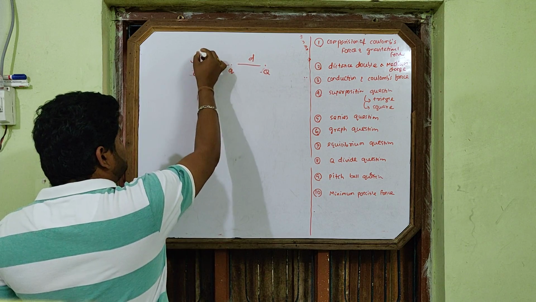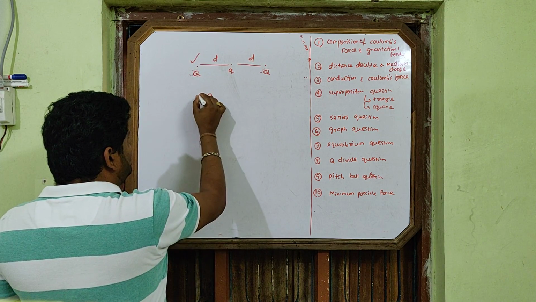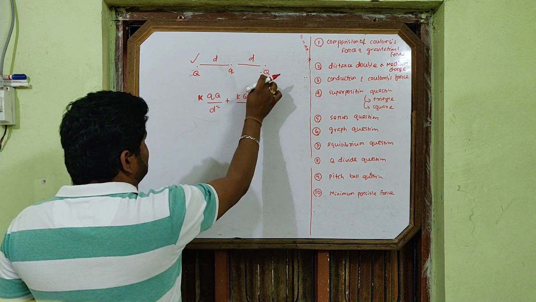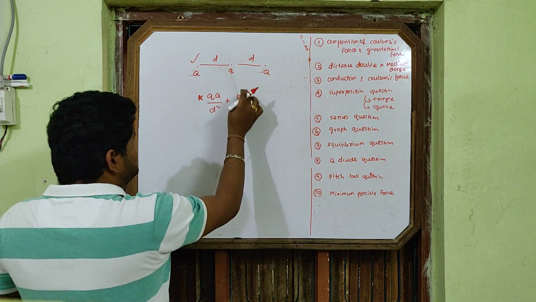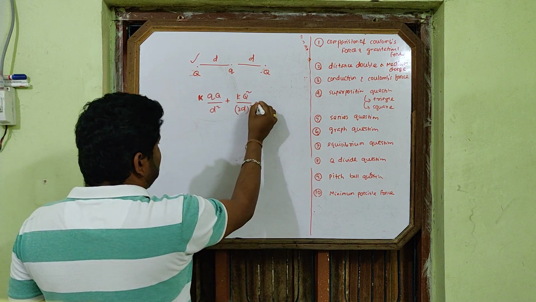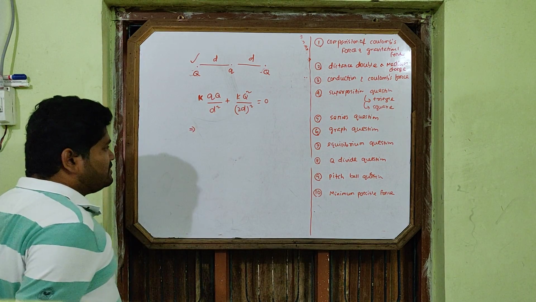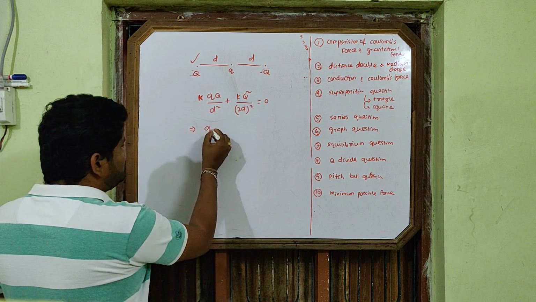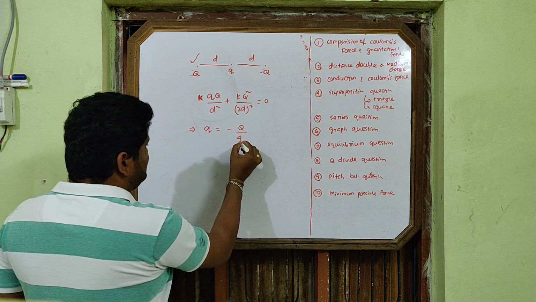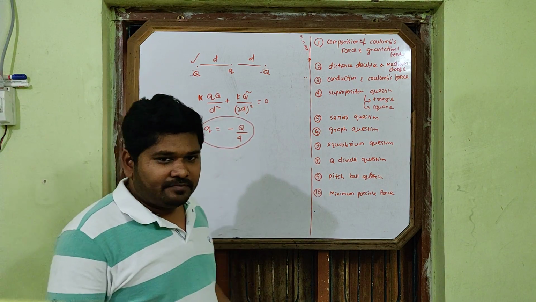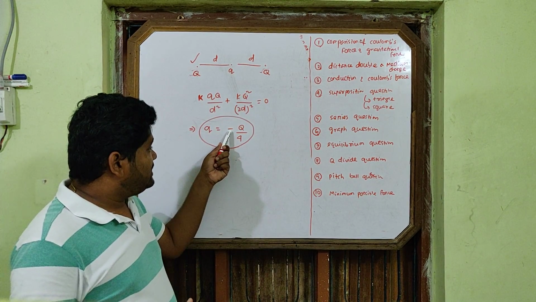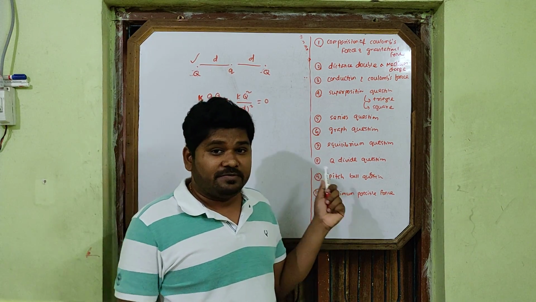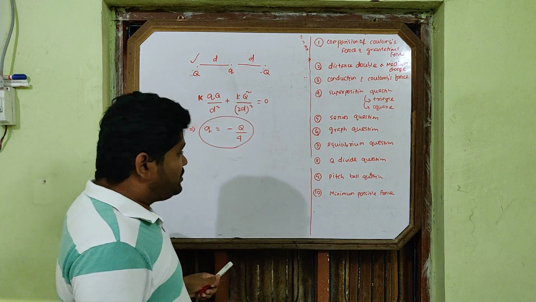Let us find the force on this charge. K Q q by d square plus K Q square by, this charge will apply the force on this, this is d plus d, this is (2d) square, equal to 0. Then you solve it. You will find the relation between capital Q and small q, obviously you will find q equals minus capital Q by 4. This is the answer. And you are getting the answer also with sign, minus sign, meaning capital Q and small q will be of opposite nature. Otherwise equilibrium is not possible. This is about the equilibrium question.